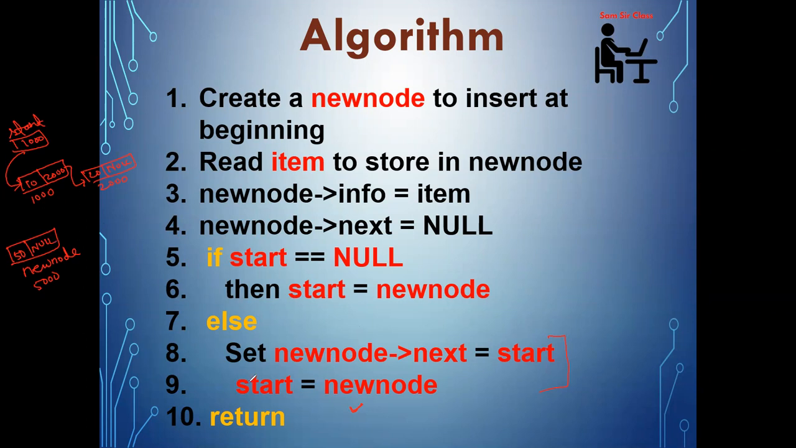What is my problem? That I want to interchange these two steps. What will happen? Because everyone knows that whenever I have to insert a new node at the beginning, this will become the first node. So I can assign new node to start. If I'm doing that, then what will happen? Start equal to new node means the start will get 5000. So this link will be deleted and a new link will be established. After that, what I'll write? The new node next equal to start. So new node next will become start. So here I'll keep 5000.